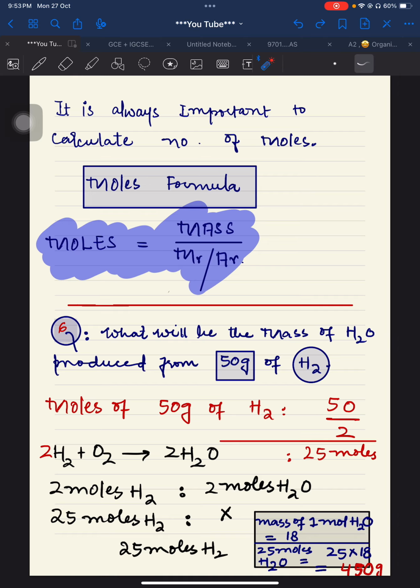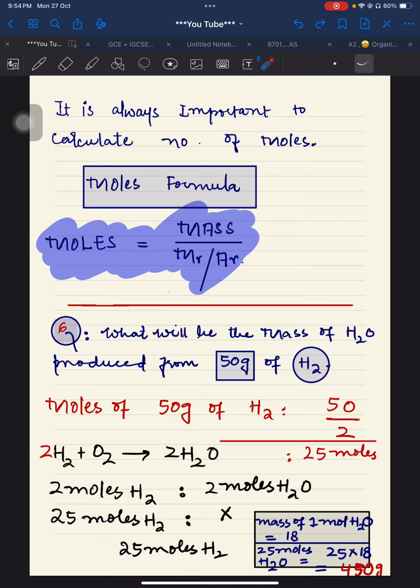So 2 moles of hydrogen is giving you 2 moles of water, and 25 moles of hydrogen will give you 25 moles of water. Because their ratio of moles is similar, the answer is the same here. So for the mass of water, 1 mole of water is equal to 18, and 25 moles of water is equal to 25 times 18.